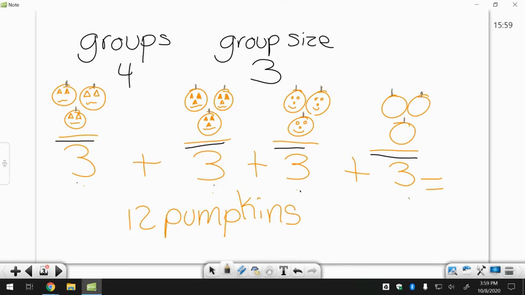Well, what happens is we take our repeated addition and we turn it into what we call a multiplication sentence. So 3 plus 3 plus 3 plus 3 becomes 4 times 3. And we already know that that equals 12. You guys just did multiplication. Holy macaroni. All right, let's try one more.